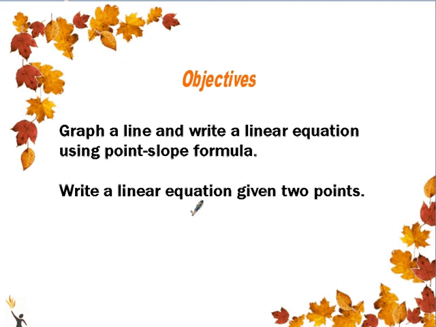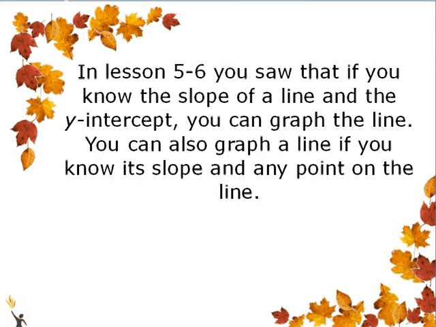Today we are going to graph a line and write a linear equation using point-slope formula. And we're going to write a linear equation given 2 points. Last time we used slope-intercept formula, and now we're going to use something called point-slope formula. So last time you saw that if you knew the slope of a line and the y-intercept, you could graph it. But now we're going to graph it using any point. It doesn't have to be the y-intercept. We're going to use any point on the line and the slope to be able to graph it.